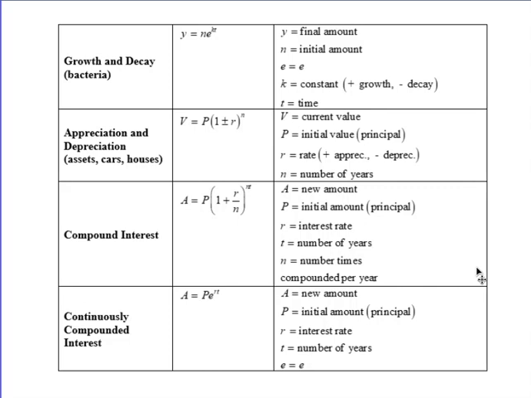Lastly, we have the continuously compounded interest formula. Again, we have the formula and what each of those variables represents. In general, in the last three formulas, the rate is always written as a decimal. So 8%, we would use the decimal 0.08, 12% you would use the decimal 0.12, etc.